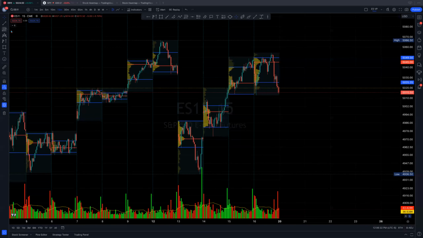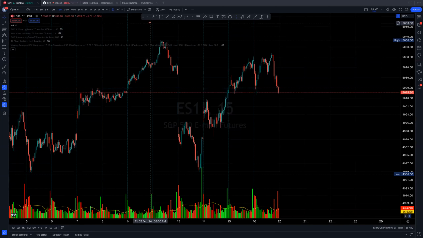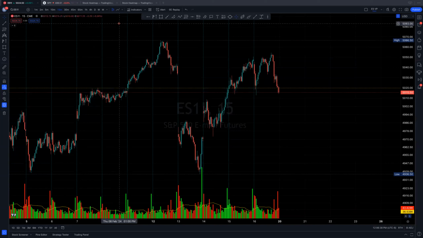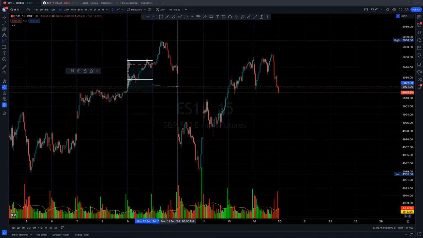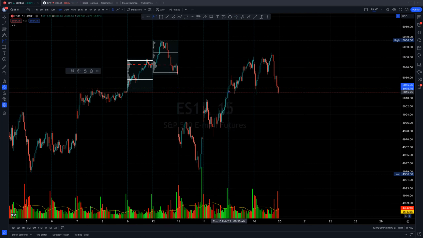Okay, so first let's hide the profiles. We're going to hide the profiles and draw our own profiles. I'm gonna use these profiles up here since these are the ones that I used on Friday's session.